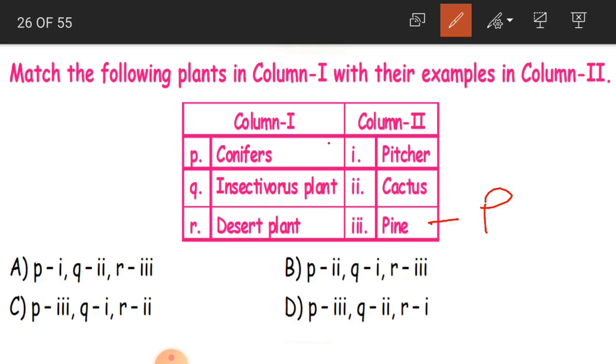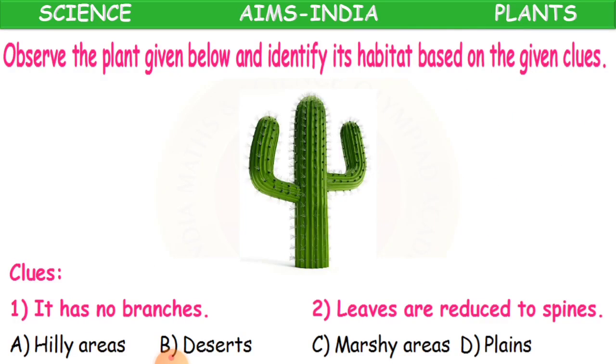Insectivorous plant, that is pitcher plant, that is Q. Then desert plant, cactus, that is R. So now how will be our answer? P is of 3, Q is of 1 and R is of 2. C option, and this is the correct answer. Clear, children? Yes. The next question here.